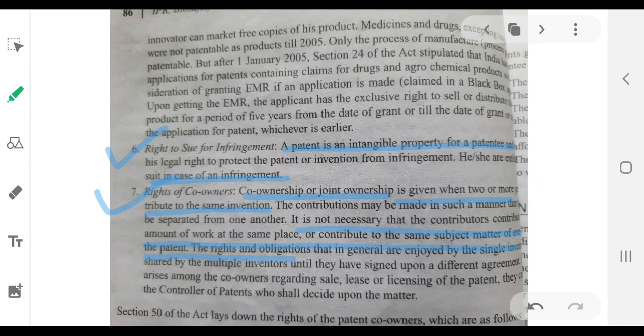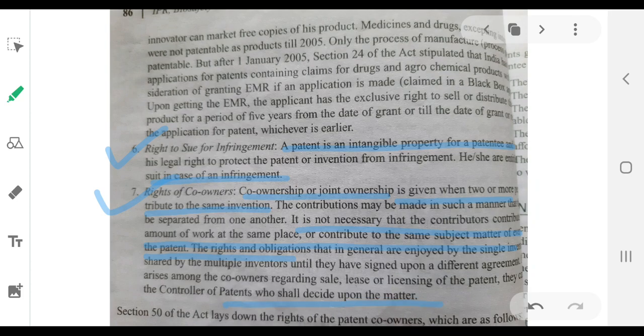The rights and obligations that are generally enjoyed by the single inventor are now shared by multiple inventors until they have signed a different agreement. If a dispute arises among the co-owners regarding sale, lease or licensing of the patent, they can approach the controller of the patent who shall decide upon the matter.